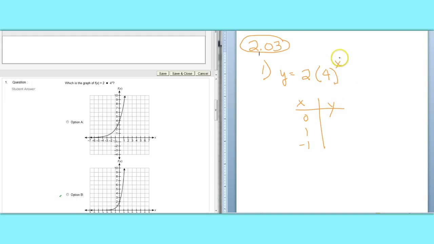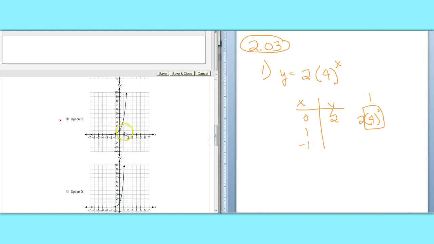So if I plug in 0 here, I'm going to get 2 times 4 raised to the 0 power. Well, 4 to the 0 power is just 1, and 2 times 1 is 2. So that means that I should have the point 0, 2 on my graph. Well, this has 0, 4. Oh, that one has 0, 2. That could be a possibility. This one has 0, 1, and this one has 0, 1.